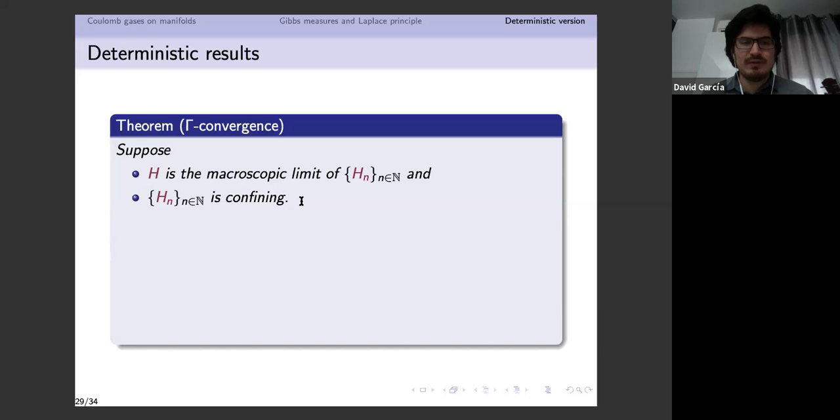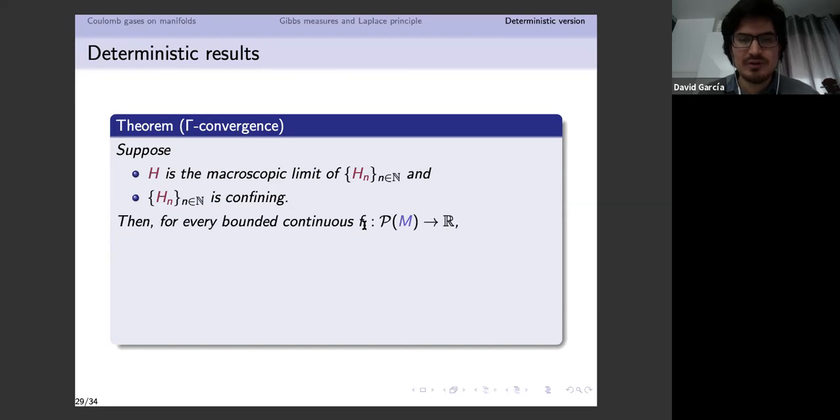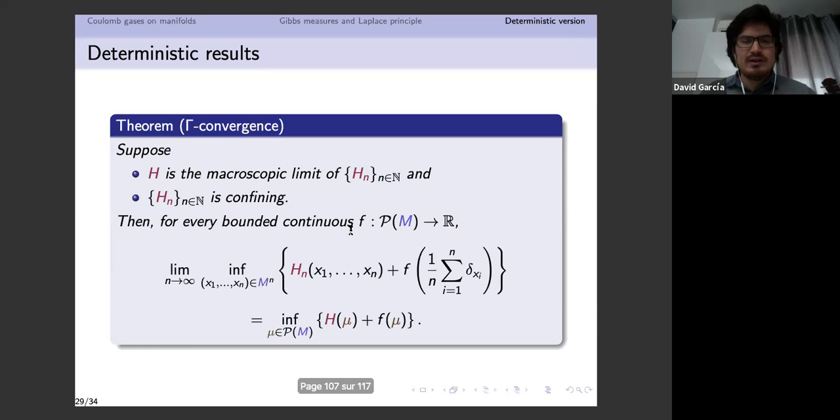We have that for every f bounded continuous, again, the limit, now we don't take 1 over n beta n integrals because we are not thinking about probability measures. What we take is the limit of this infimum. So we have the energy Hn plus f of the empirical measures, and we take the infimum over every n points. This limit is the infimum of H plus f.